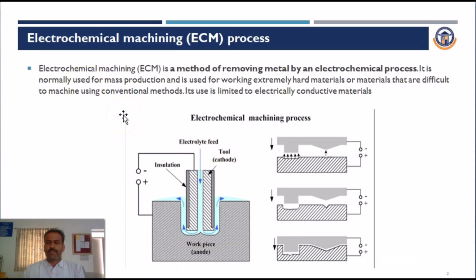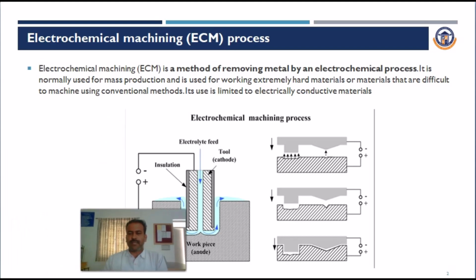The principle behind the electrochemical machining process is a method of removing metal by an electrochemical process. It is normally used for mass production and for working extremely hard materials, or materials that are difficult to machine using conventional methods. It is limited to electrically conductive materials.